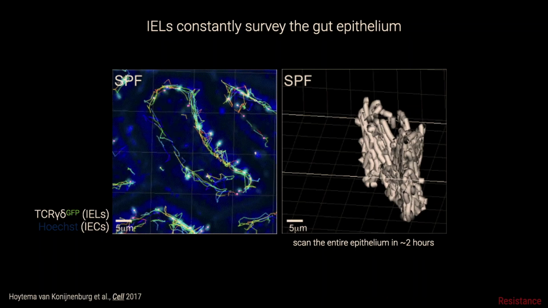So what we estimated is that these gamma delta T cells can cover the entire epithelium of the intestine within 2 hours. That means every single epithelial cell is touched by this T cell every 2 hours. But there are two types of IELs, gamma delta and alpha beta, so there are double the cells that we are imaging here. So that means that every epithelial cell encounters a T cell every hour that we are living.